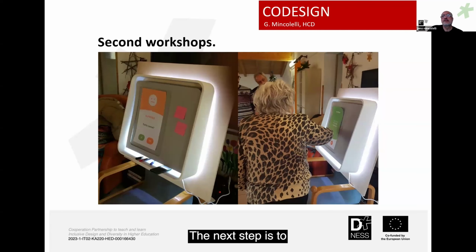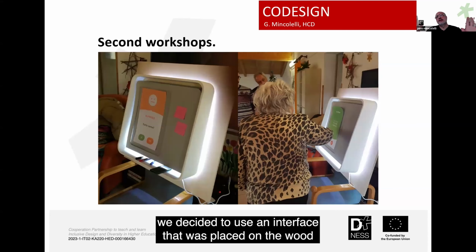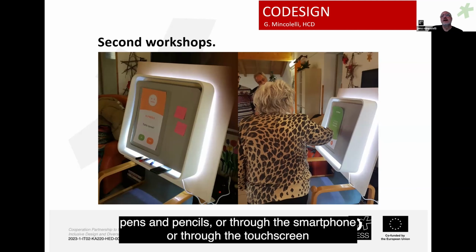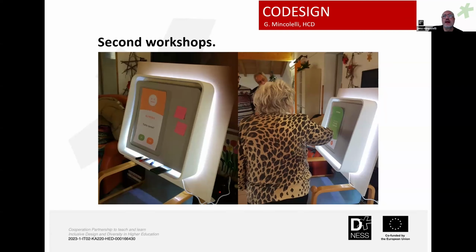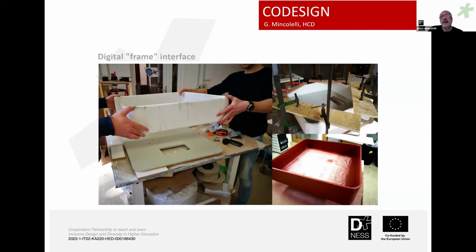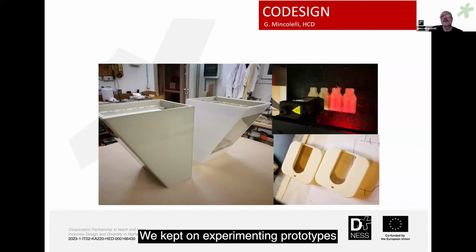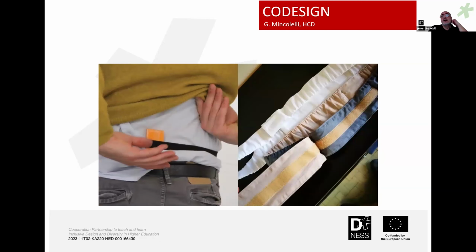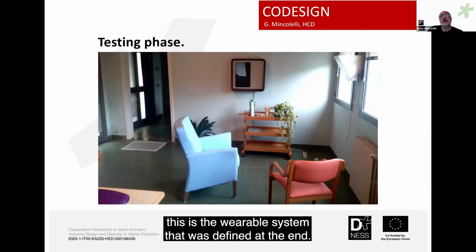And the next step, put it physically in the position. We decided to use an interface that was placed on the wall, and that was usable also by traditional instruments like pen and pencils, or through the smartphone, or the touch screen. And keep on experimenting prototypes. This is the position detecting system that could prevent falls for the elderly people. This is the wearable system that was defined at the end.